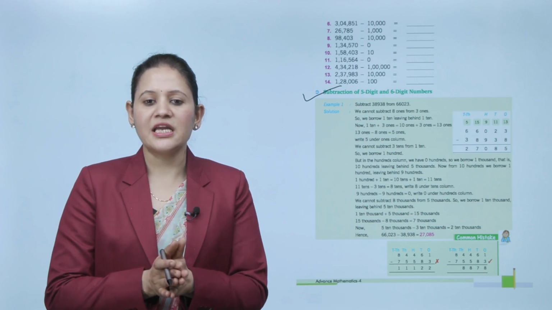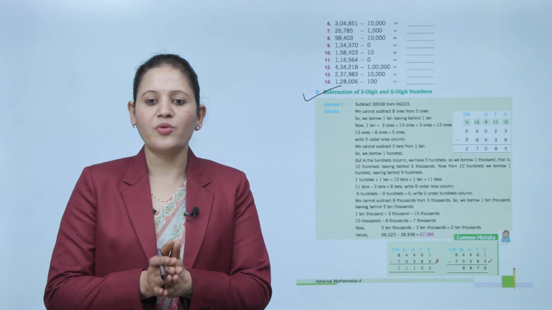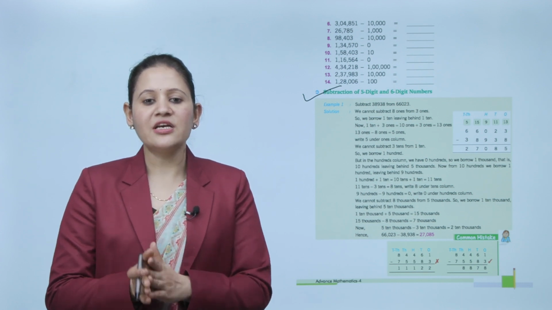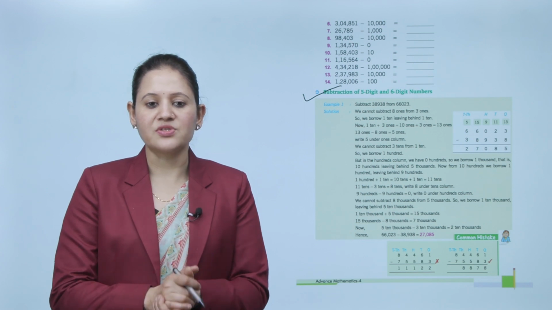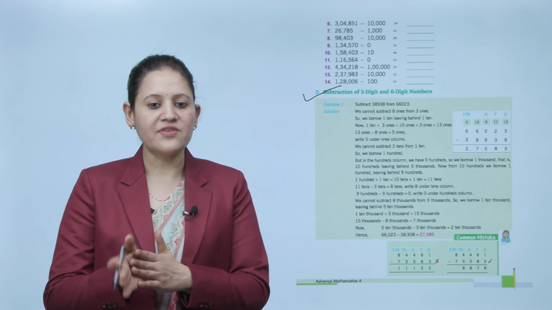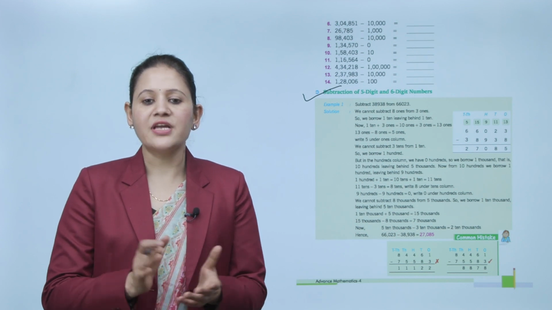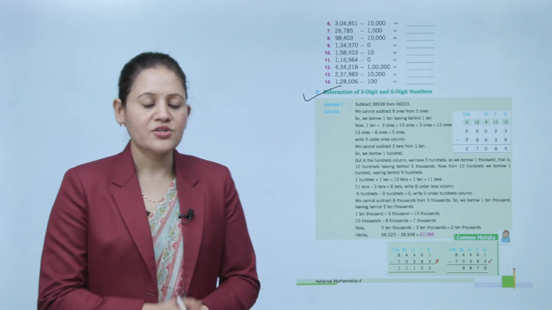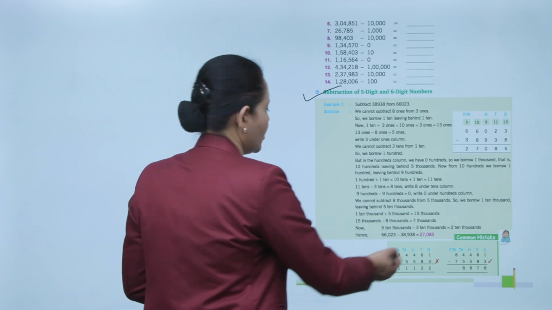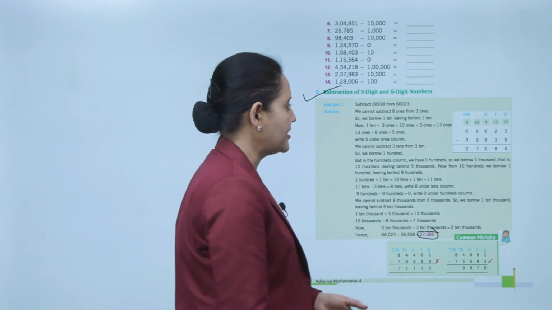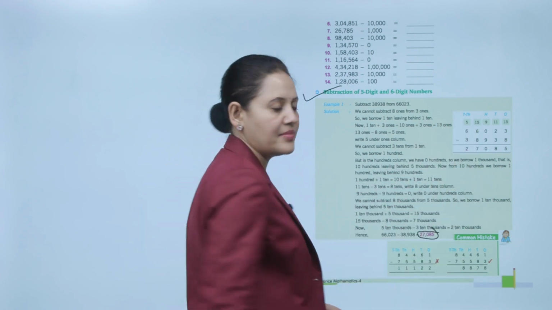We cannot subtract 8,000 from 5,000. So we will borrow 1 ten-thousand, leaving behind 5 ten-thousands. 1 ten-thousand plus 5,000 is 15,000. 15,000 minus 8,000 is 7,000. Now 5 ten-thousands minus 3 ten-thousands is 2 ten-thousands. So the difference is 27,085.